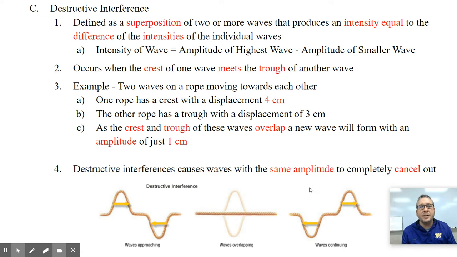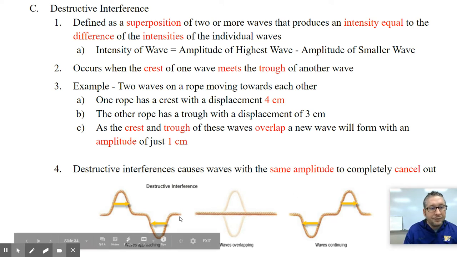This is the superposition of two or more waves that produces an intensity equal to the difference of the intensities of the individual waves. So here we have the quote-unquote formula for it, where if we want to determine the intensity of a wave for destructive interference, we take the amplitude of the highest wave and subtract from that the amplitude of the smaller wave. And when destructive interference happens, the crest of one wave meets the trough of another. So when we see down here, we have a crest meeting a trough.